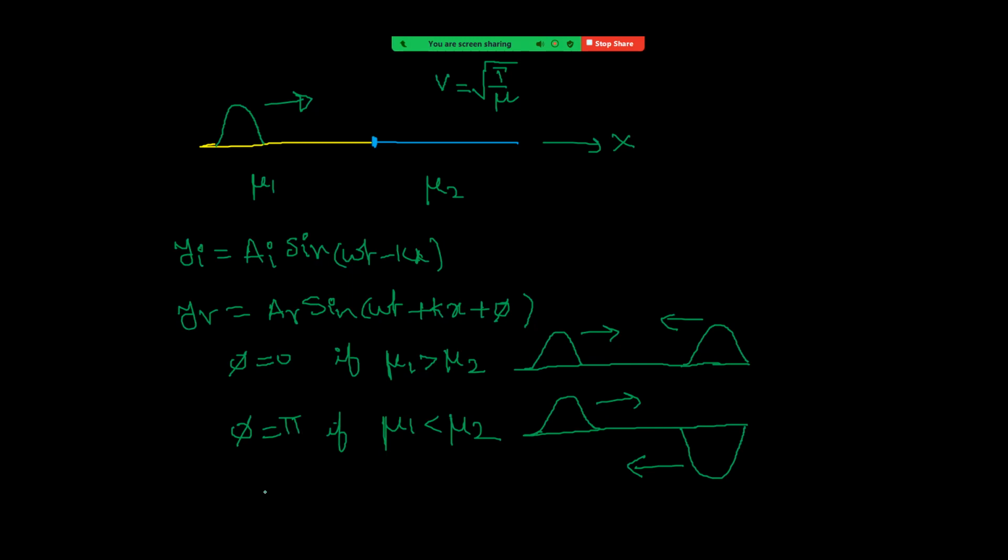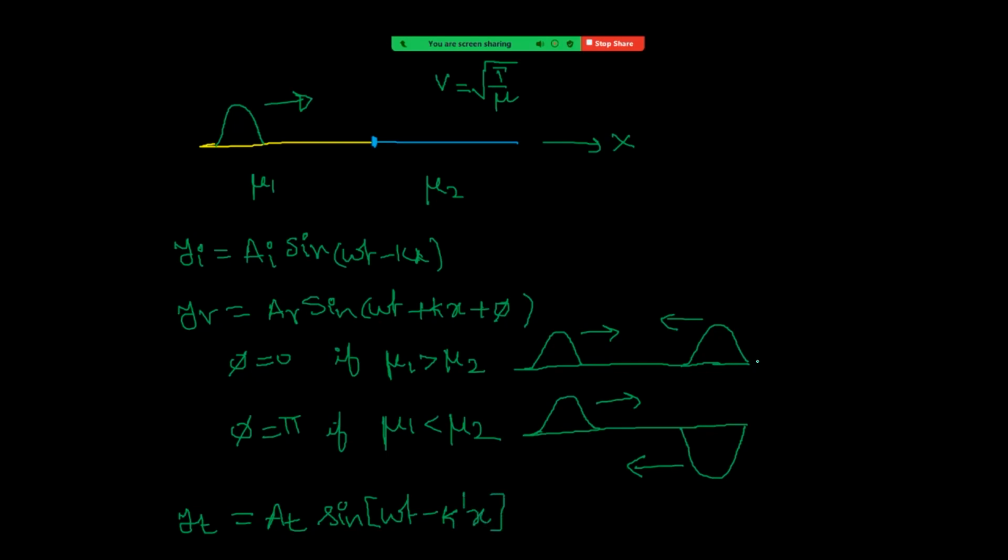Okay. Next, now let us take the equation for the transmitting one. The equation for the transmitting one is equal to A transmitting sine(omega t minus k dash x). It travels in the same direction. That's why I am writing omega t minus, and in place of k writing k dash into x.